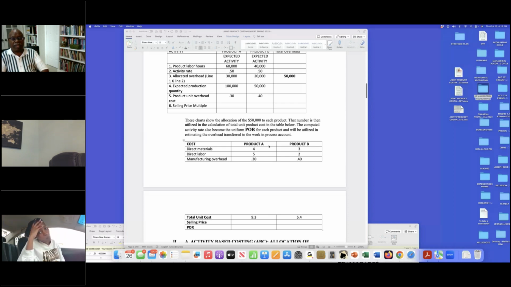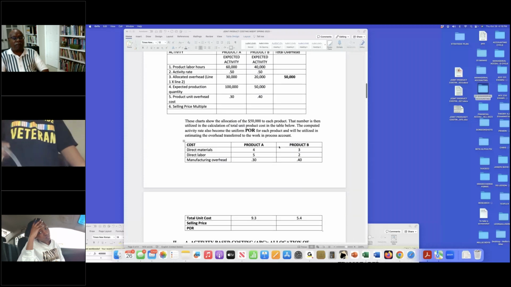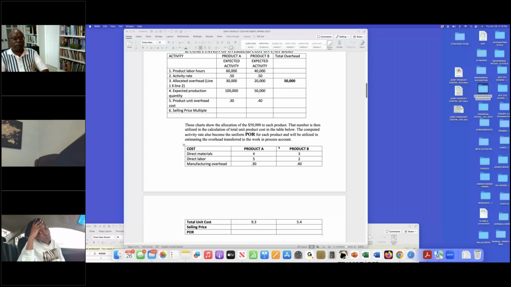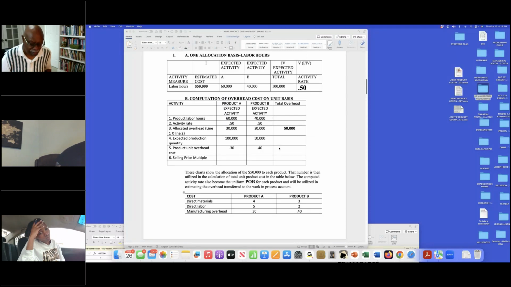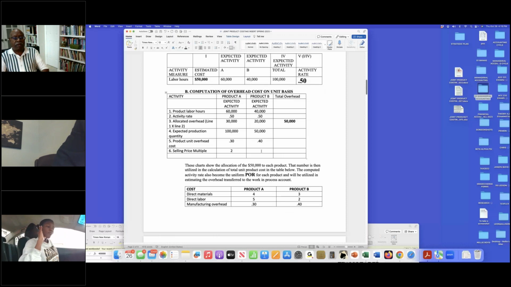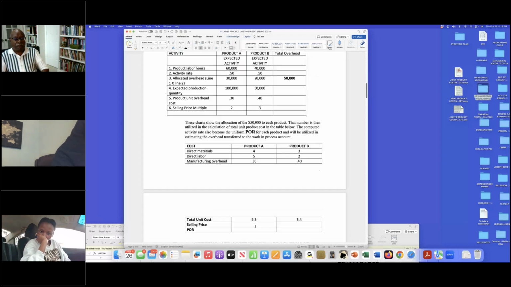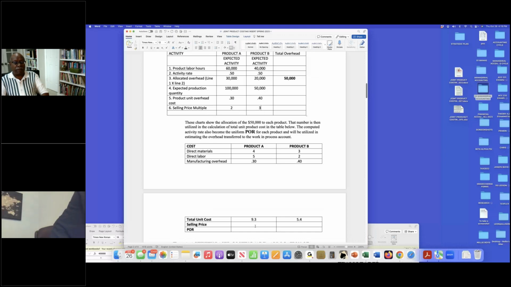Where did those numbers come from? Oh, you just added them. Never mind, I'm with you. Added them up. Then our selling price multiples were what? I don't remember seeing that. I think the selling price multiples, let's just make them 2 and 3. So with the selling price multiples of 2 and 3, what's our selling price of product A going to be?